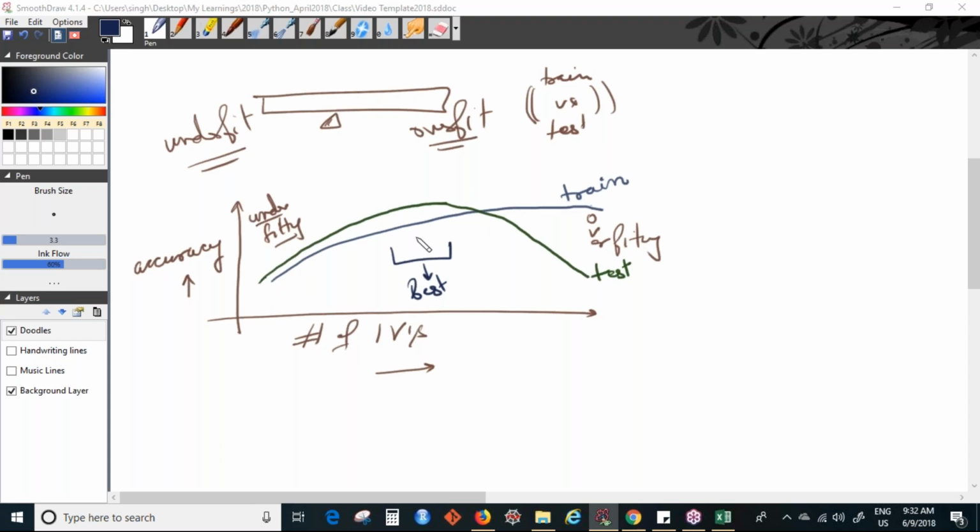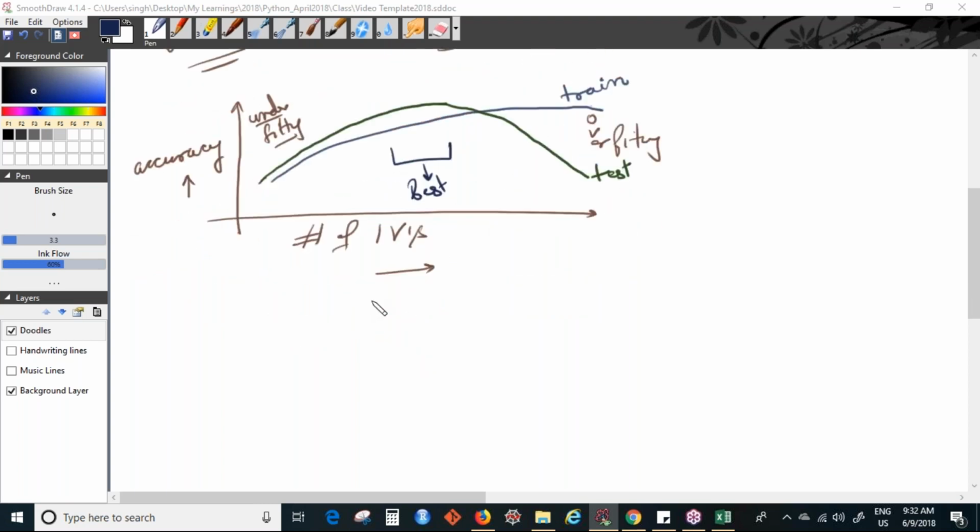No, Prashant. Best is not the point where both curves meet. Now, what I have drawn is a generalized curve. They might meet here also. They might meet at this point also, but this means that it is overfitting. So the best point is where, beyond which if you go, the test data starts to fall, but the train data remains the same. That is the best point.